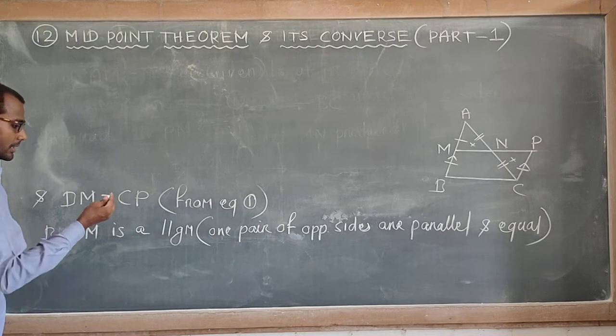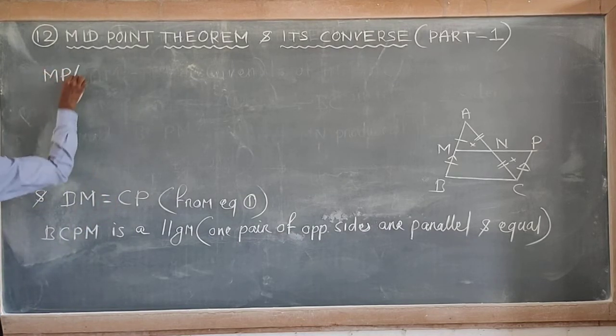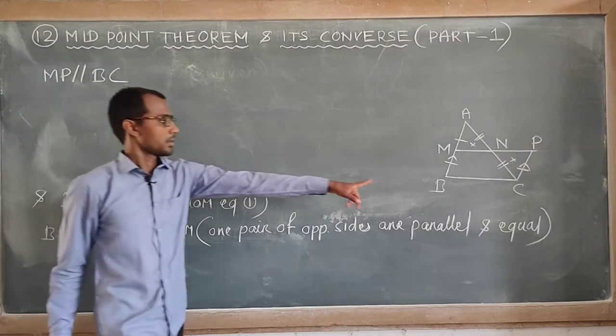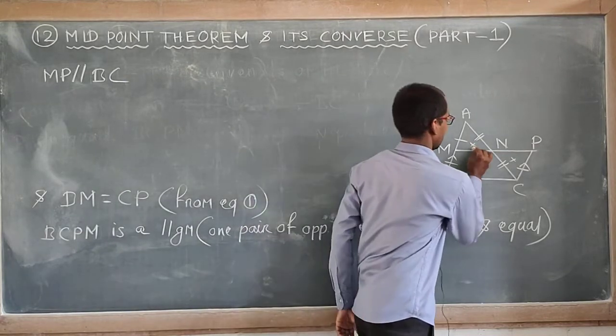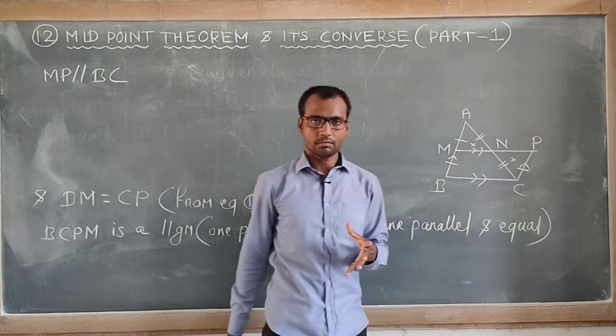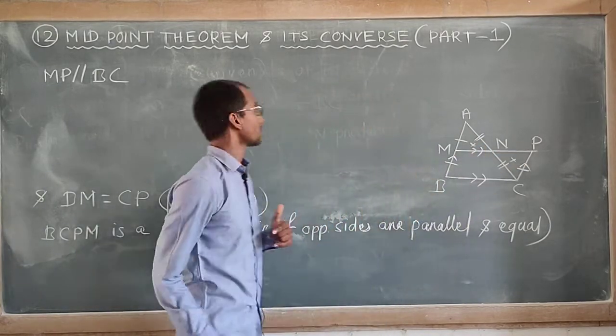So now we can say that MP is parallel to BC. Okay, look at the figure. BCPM is a parallelogram. Okay, I am giving the parallel sign. BCPM is a parallelogram, so opposite sides should be parallel. So I have written MP parallel to BC.